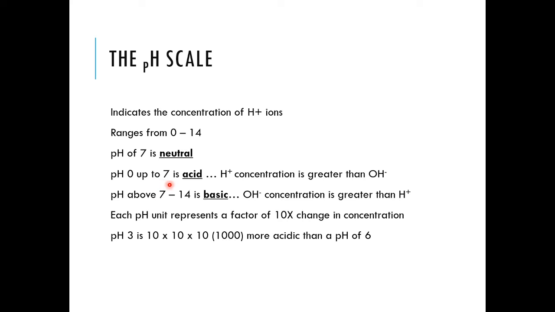All right, so if we go below 7, so anywhere from 0 up to 7 or even below 0, anything on that range of the scale is considered acidic. The H plus concentration is greater than the hydroxide concentration. So there's a greater concentration of H plus, meaning the solution is more acidic than it is basic. So 0 to 7, all the way up to 7. So a solution that has a pH of 6.99999, that's still considered acidic.